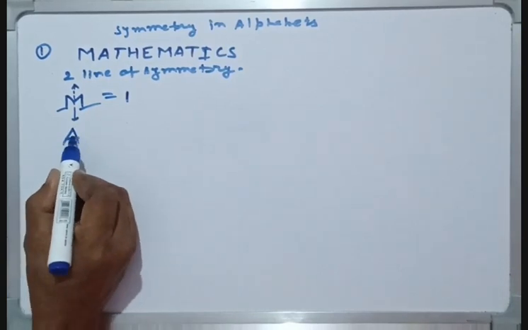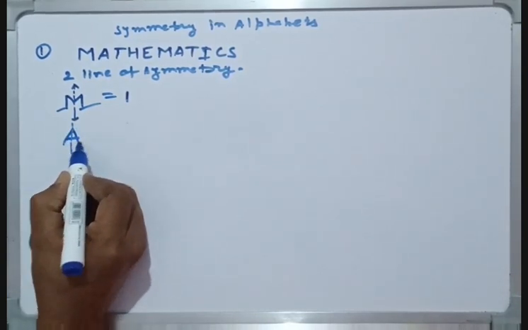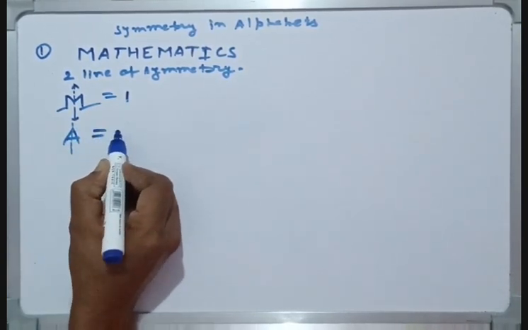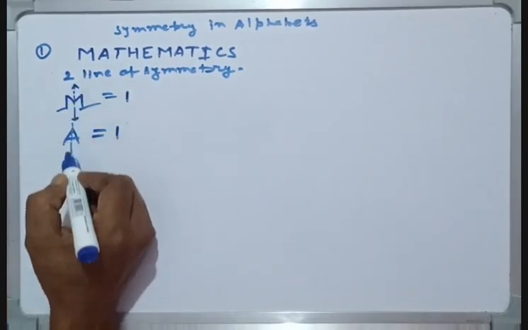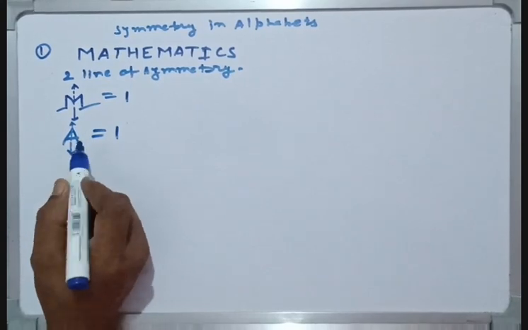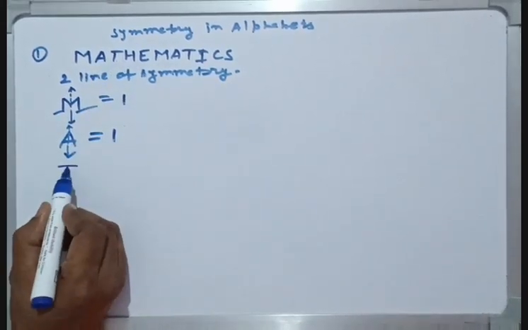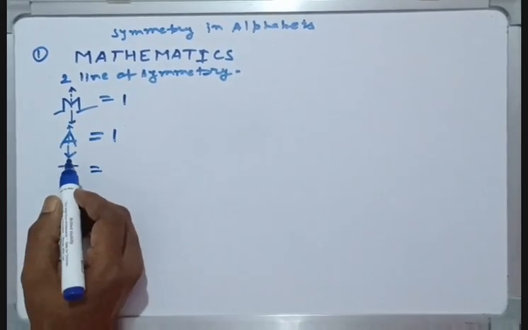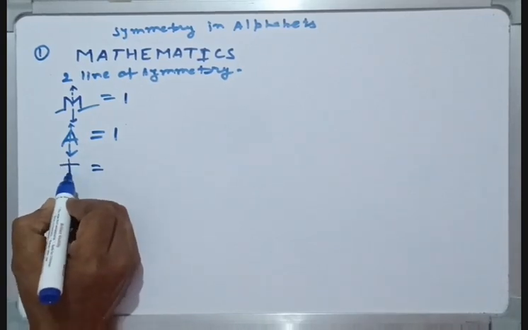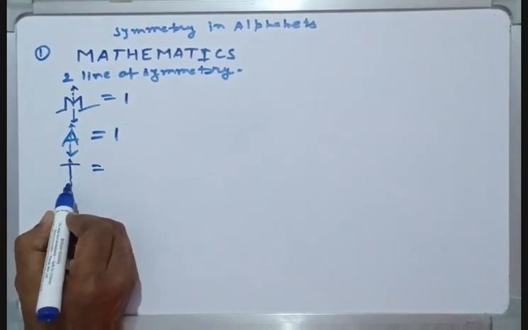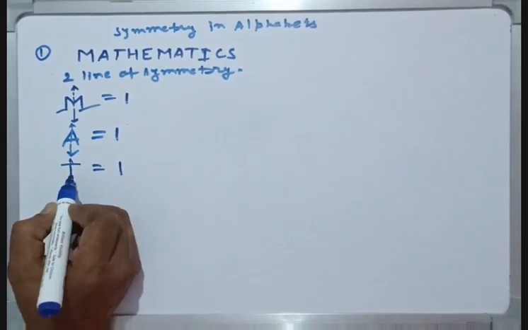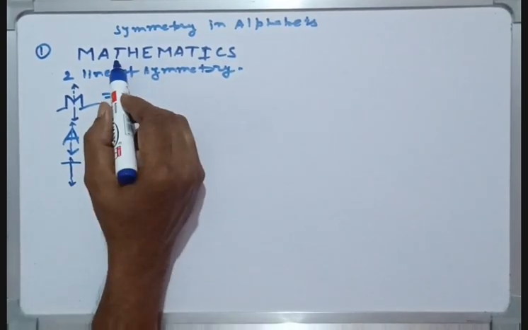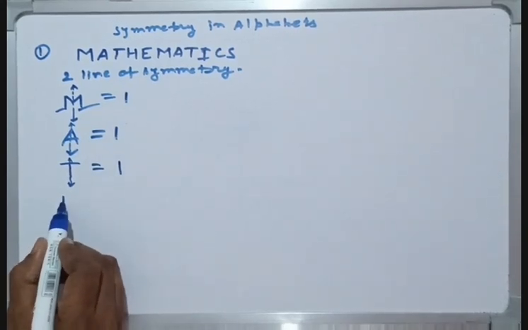A, if we draw it in, we can say A has only one line of symmetry, which is vertical. And what about the T? T has only one line of symmetry, which is a vertical one, which divides this T into two equal half parts.